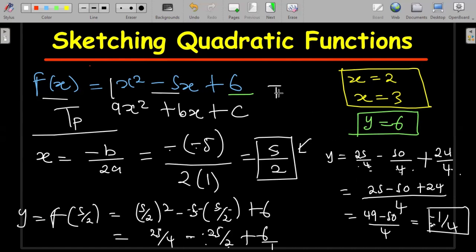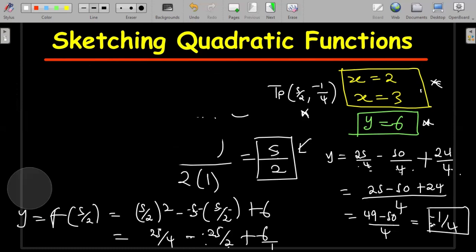So we're going to write it here. Turning point is just the x, remember, found 5 over 2. The y we found minus 1 over what? 4. So we have the three things that we need. X coordinates, x intercepts, y-intercept, turning point. So we can sketch this guy now. So let's do that. Okay. So let's sketch him.